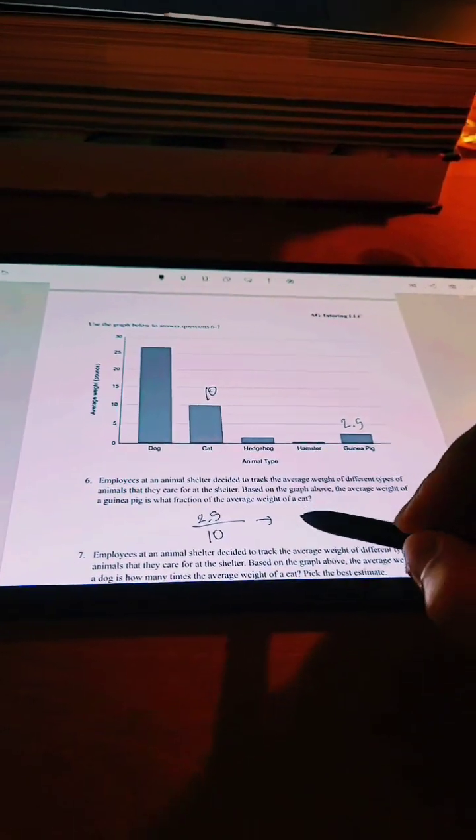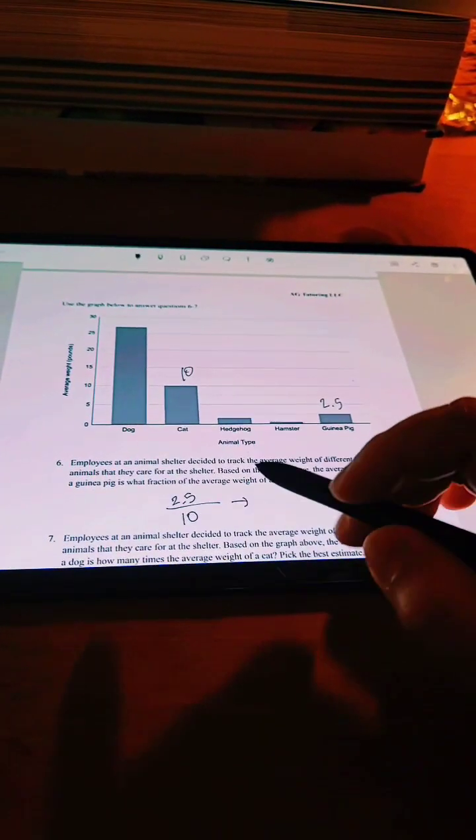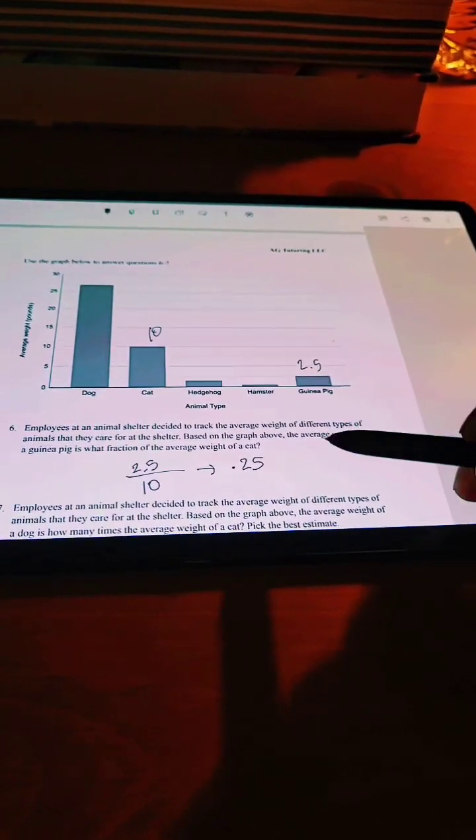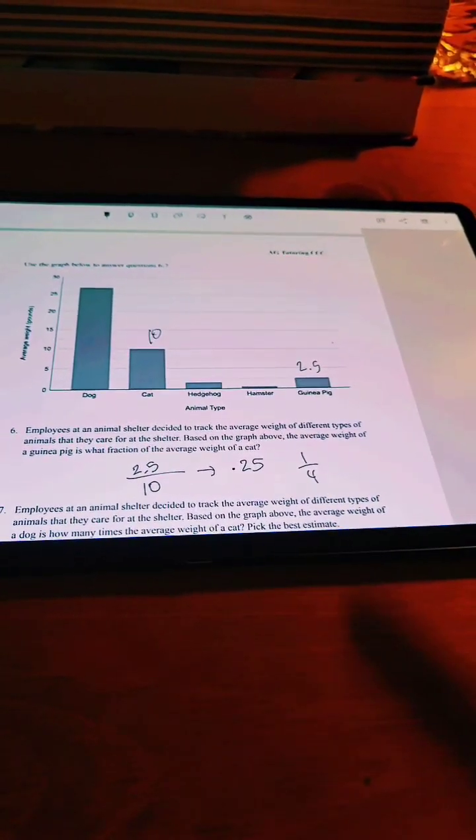So the decimal is going to move 1 to the left. You could also do this in your calculator if you don't know that rule. Just do 2.5 divided by 10. And then you're going to get 0.25 as your answer. You could have also written this in fraction form as 1/4. Same thing.